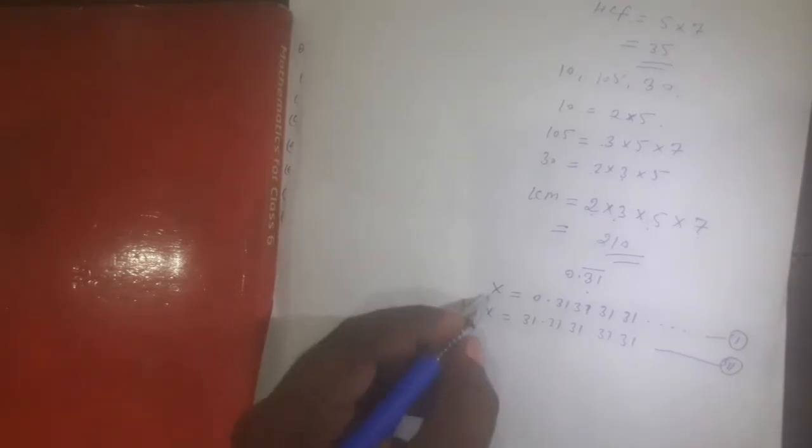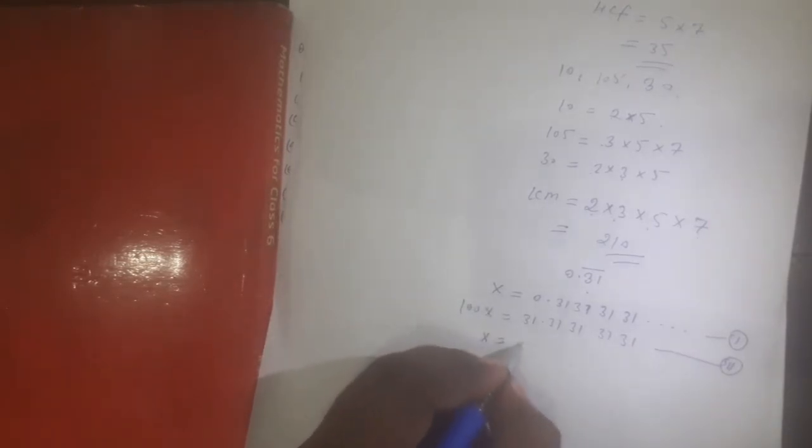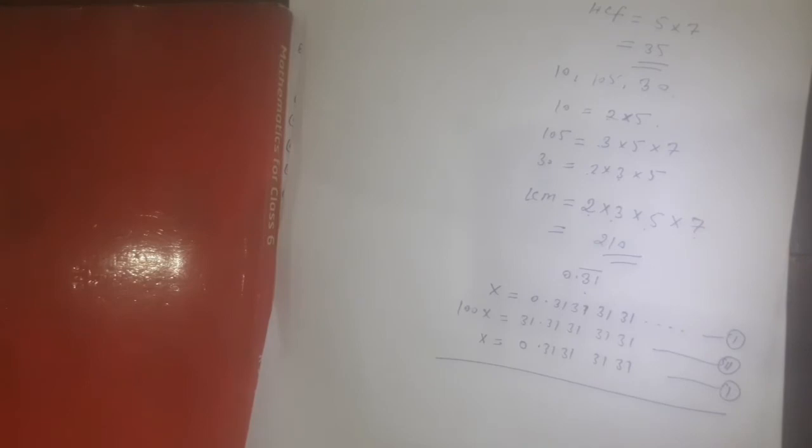Now we will put equation first again: x equal to 0.31 31 31. This is equation first again that we have written. Now just subtract equation first from equation second.